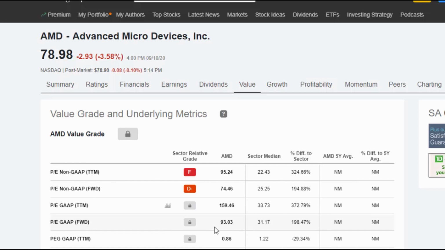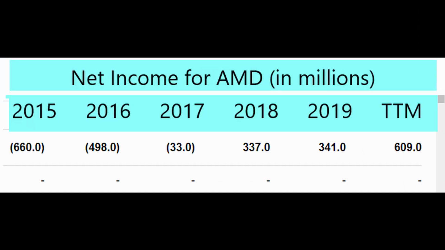Their forward PE ratio is 93. So that lets me know that their earnings are growing pretty quickly here. The major problem with valuing AMD is that they are a very small company in this industry, and you can see their net income over the past 5 years. They've actually had net operating losses for 3 of those years, and only recently have they turned a profit.